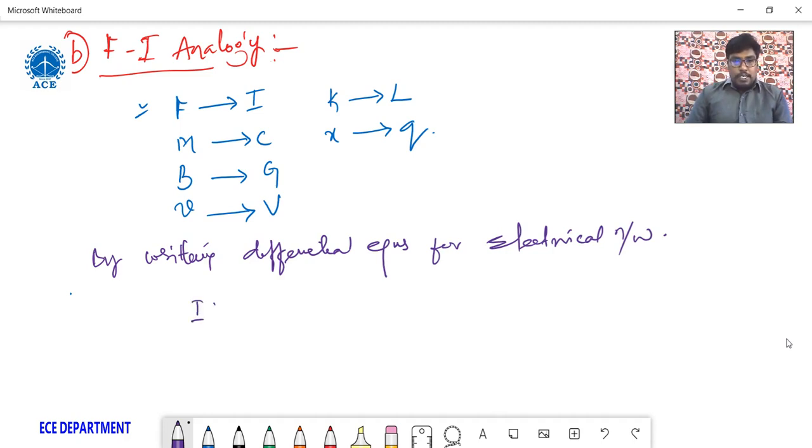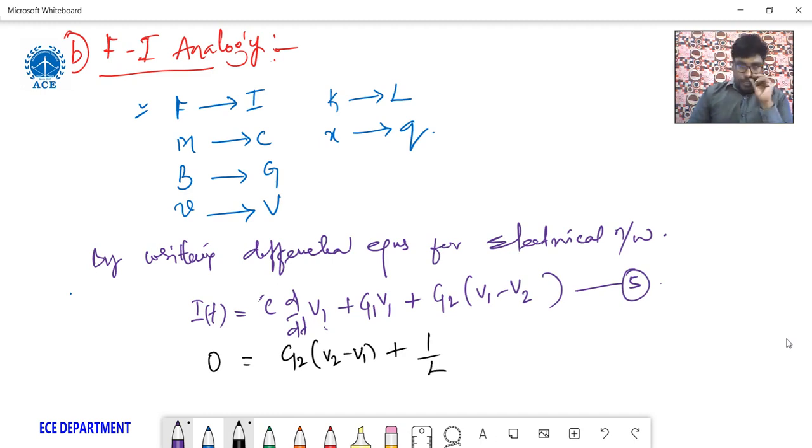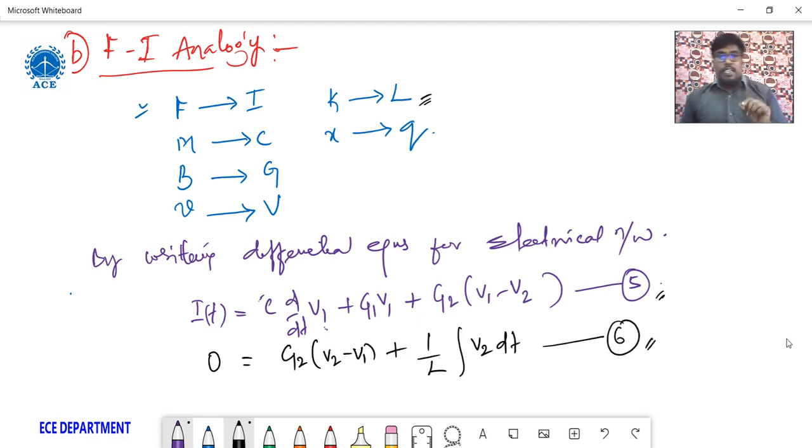So force becomes I, so I can take I of t. Writing from the first equation, C d by dt of V1. Mass element becomes capacitor here, and velocity becomes V1, voltage, plus conductance G1 into V1 plus G2 into (V1 minus V2). So this is equation 5. In the next equation there is no external force applied, so G2 into (V2 minus V1) plus 1 by L integral of V2 dt. See here, K is nothing but inductance, 1 by K, so 1 by L. So this is equation 6. This completes writing the differential equations from the force current analogy.